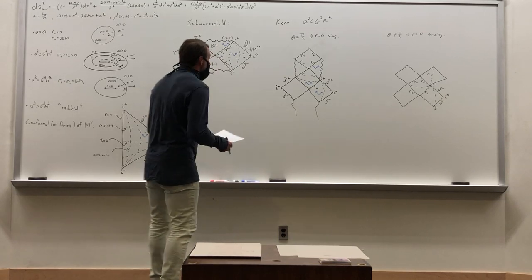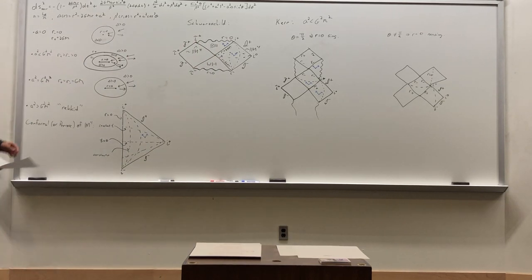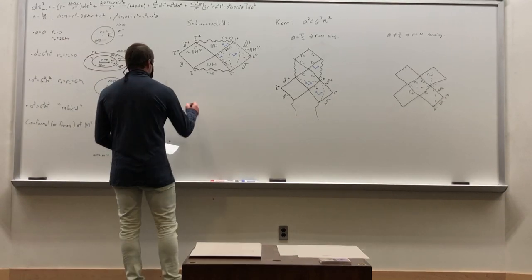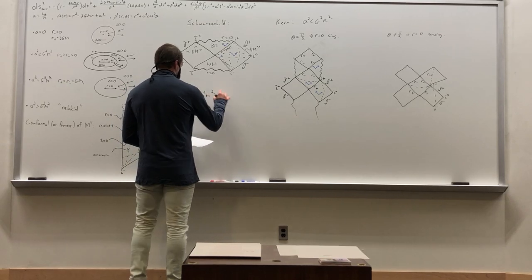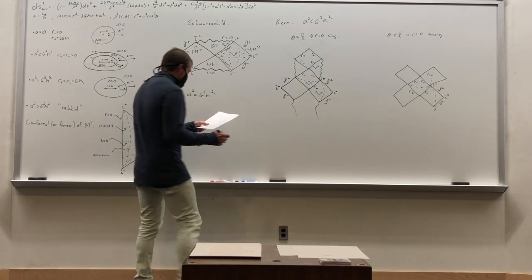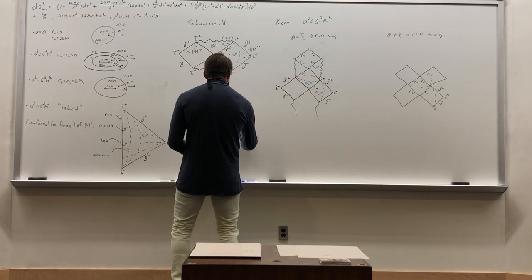All right. So now what I want to do is the extremal case. So let's do a squared equals g squared m squared. And the extremal case turns out to be relatively simple.